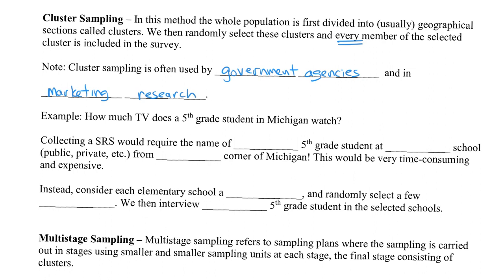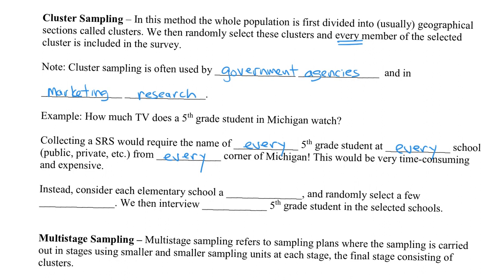So as an example, let's see how this works. Let's say you want to figure out how much TV a 5th grade student in Michigan watches. Well, if you're going to conduct a simple random sample, which would be nice, it would require the name of every 5th grade student at every school, public, private, homeschooled, etc., from every corner of Michigan. You would have to send a rep out or send an email or make a phone call to thousands of schools located all over the state, all the fifth grade elementary schools in the UP, public, private, get a hold of homeschool students. And when you just approach a school, a lot of schools will be very reluctant to give that information up. So a lot of times you're not going to be able to get the information from a school. So that would be just an enormous task. It'd be very time consuming and expensive.